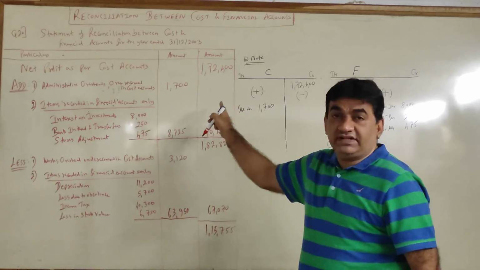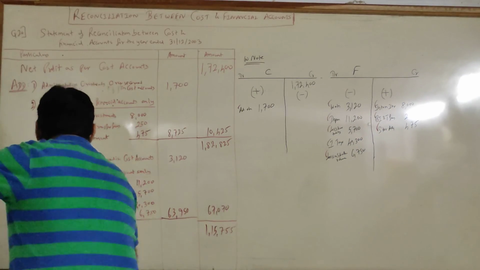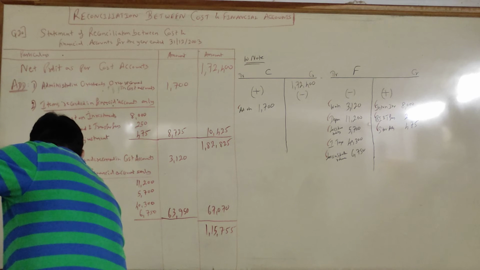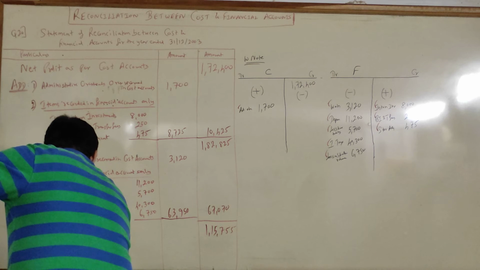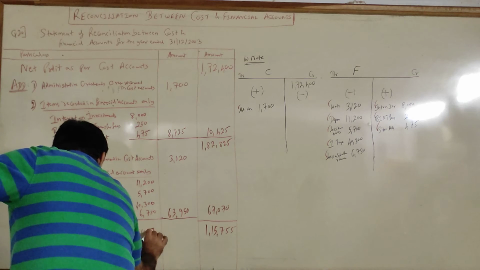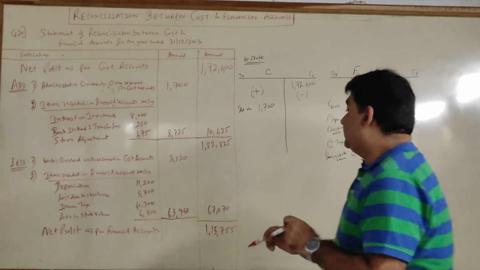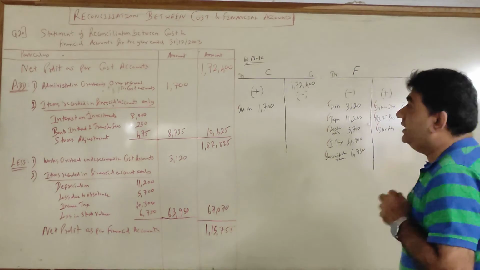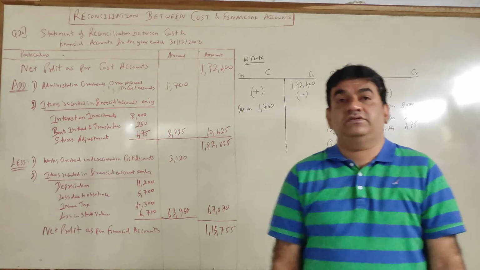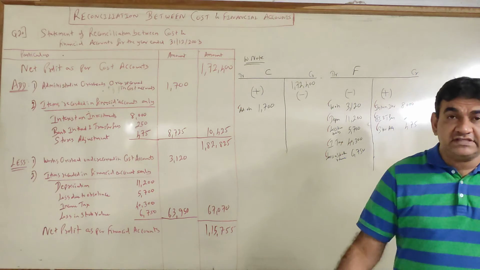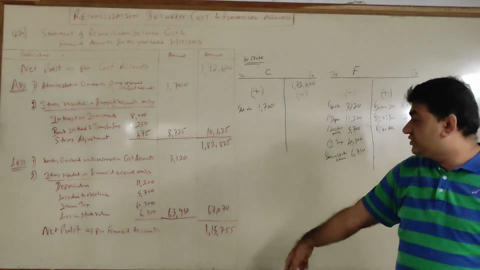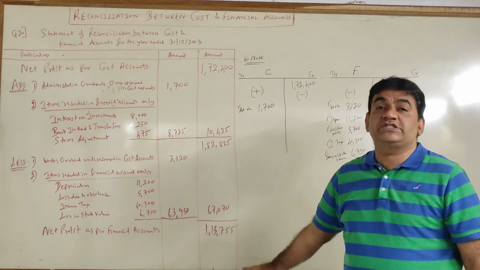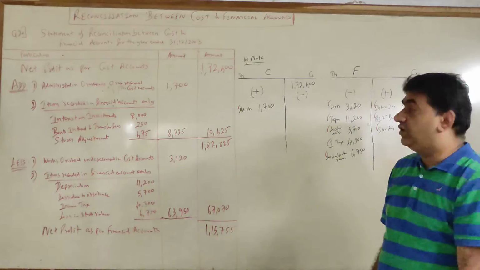So here we have started with net profit as per cost accounts. So this answer is net profit as per financial accounts. Net profit as per financial accounts. Clear with this, guys? Got it? So we started with net profit as per cost accounts and we ended as net profit as per financial accounts. Now understand the logic.